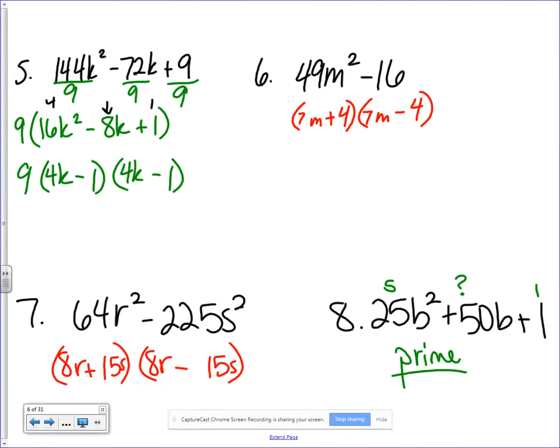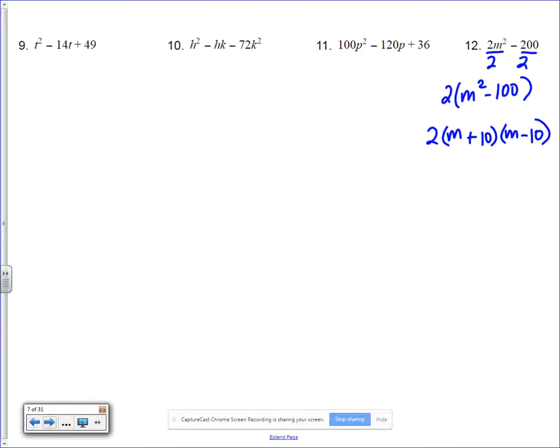How about we do one more? We can do 10. I like 10 because A, it doesn't have a GCF. B, there's 3 terms. And C, it's the short way. It starts with a 1. I don't need to do any of this perfect square nonsense we've been doing today.